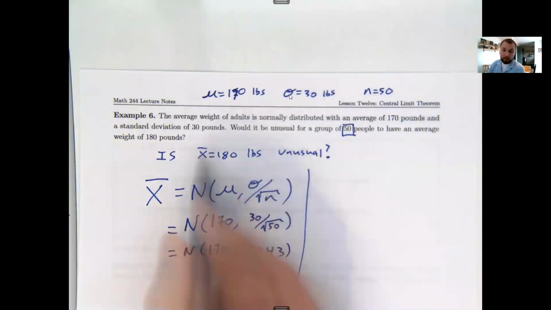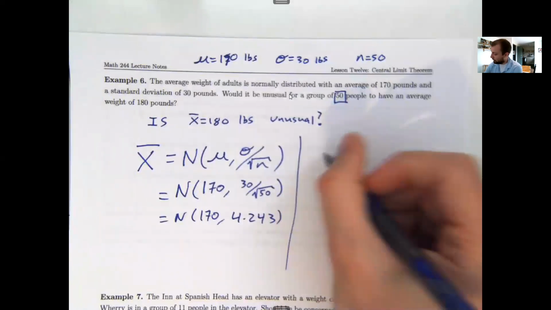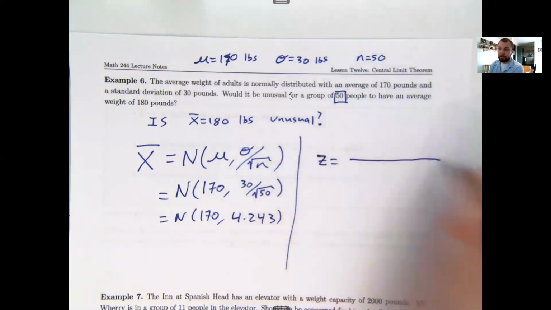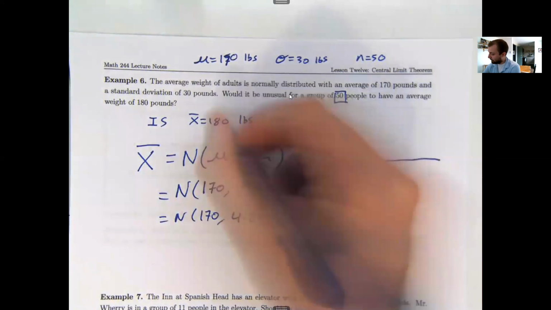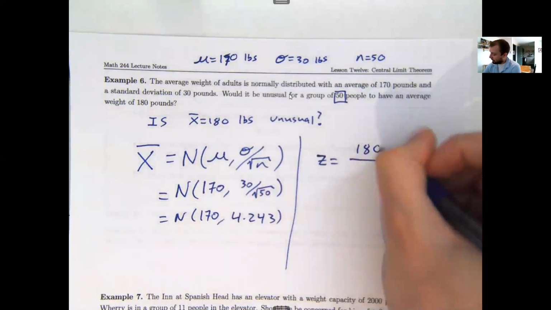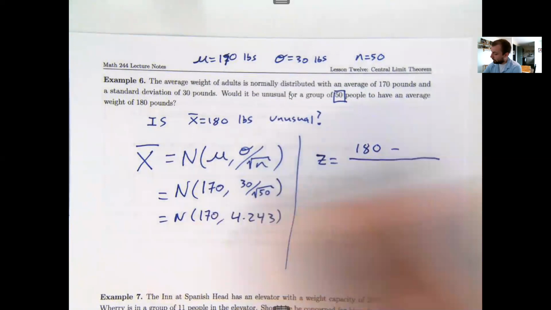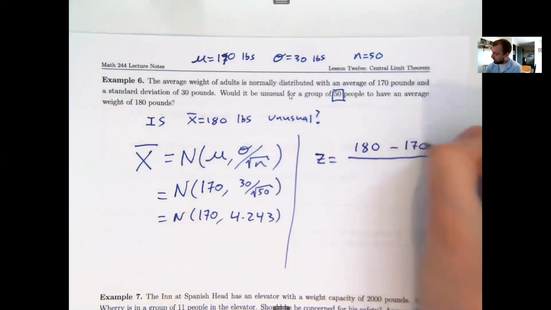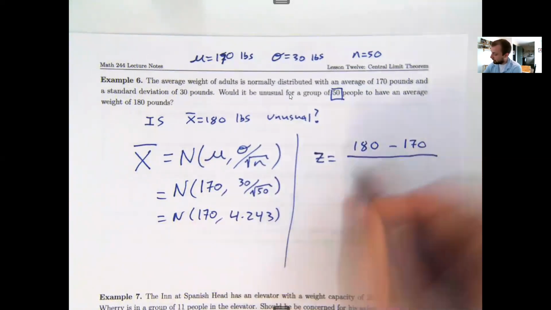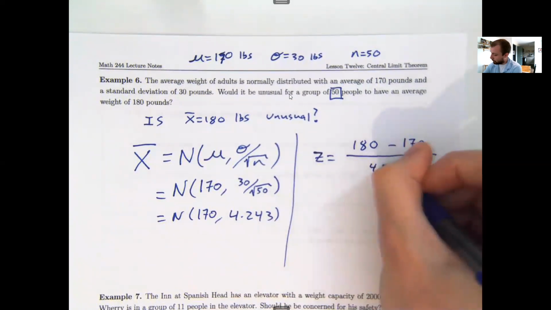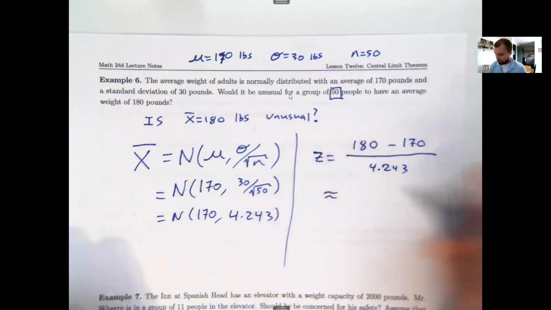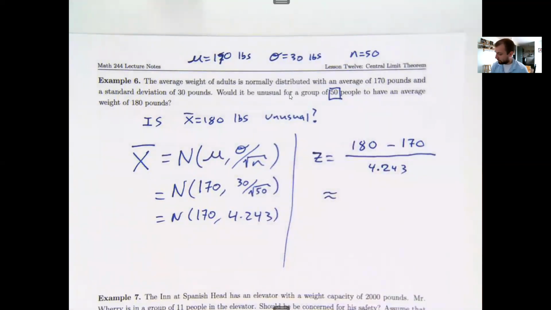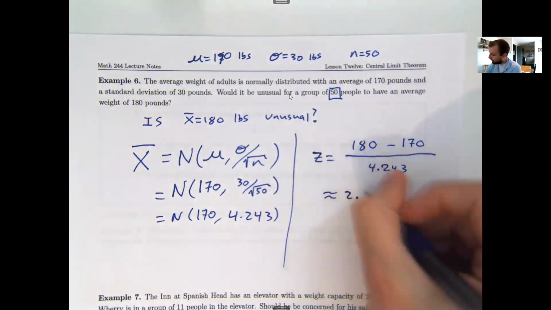To determine if this 180 is usual or unusual, I'm going to find my z-score. I'm going to take my value that I'm concerned about, 180. I'm going to subtract the center of my curve, 170. And I'm going to divide this by the standard deviation of 4.243 or so. I'm going to type this into a calculator. Let's see what we get. I get something like 2.36.